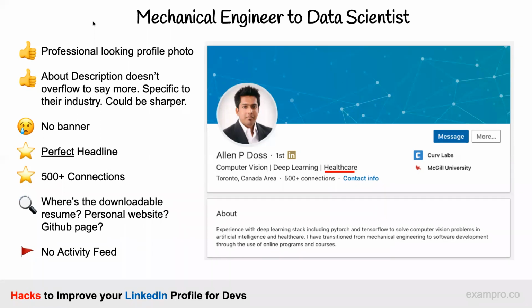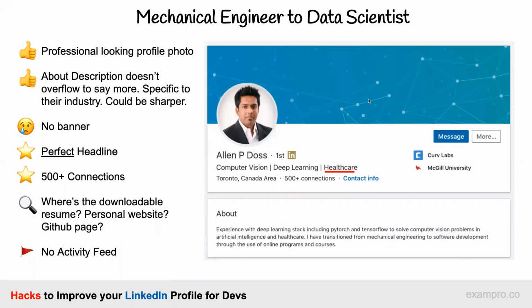Looking at the about description, the description is good. I would probably condense it further, because at a glance we're losing information. There's PyTorch, TensorFlow, mechanical engineer to software developer. So I would probably reduce this by a third, a quarter. There's no banner image. That is your place to shine, to really make an impact and to impress on people's minds what it is. If it was me, I'd have something with AI or something there.